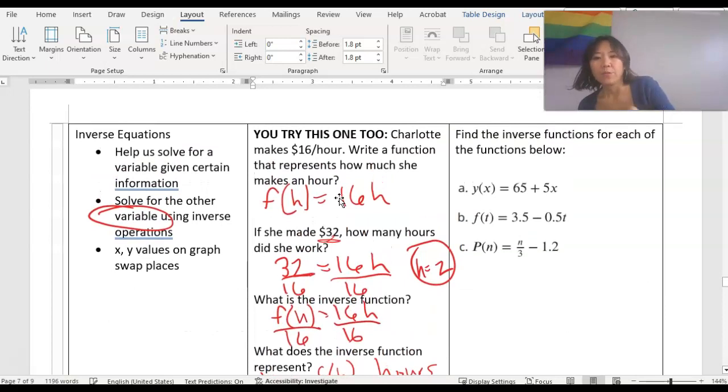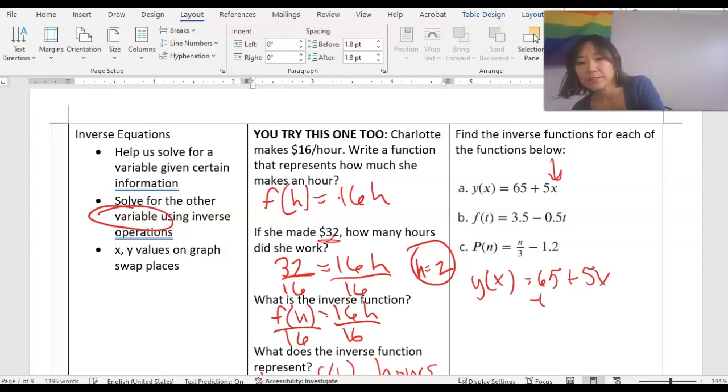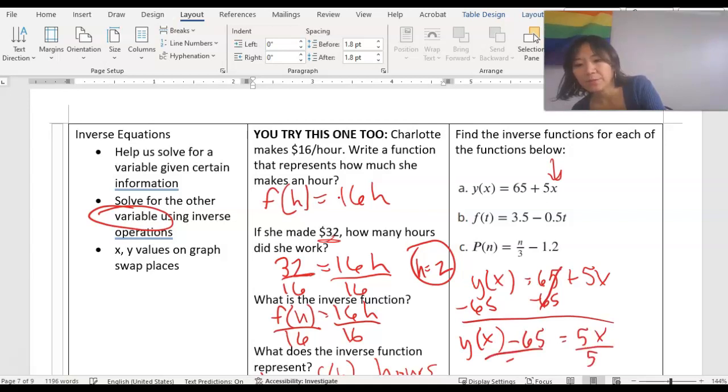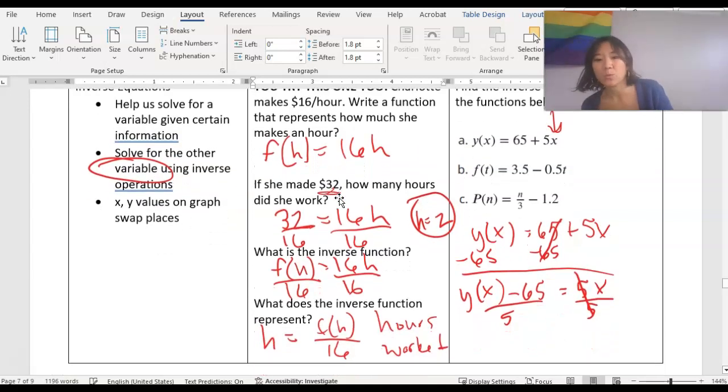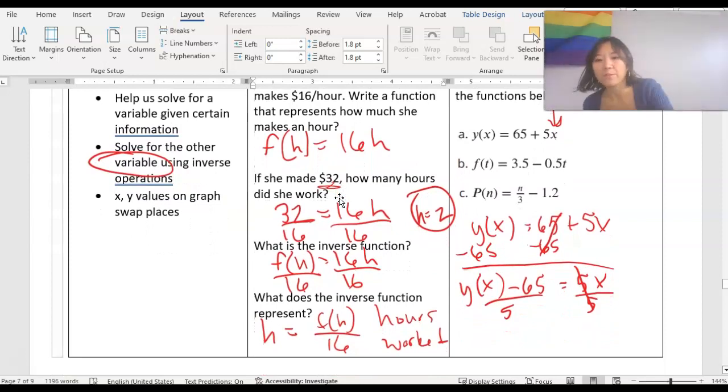All right. For these, it asks you to find the inverse function. So all you're doing is solving for x. So y of x equals 65 plus 5x. Subtract 65 on both sides. We get y of x minus 65 equals 5x. Divide both sides by 5. We get x equals y of x minus 65 over 5. This one is done. That's A.